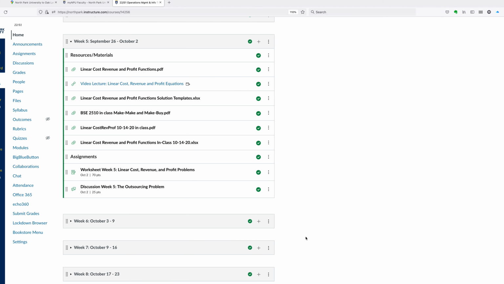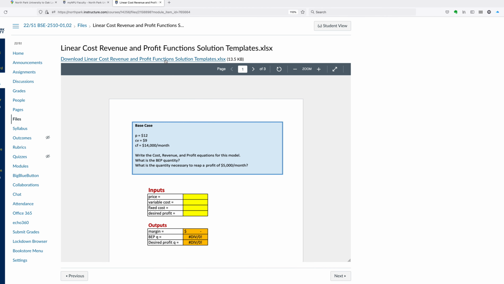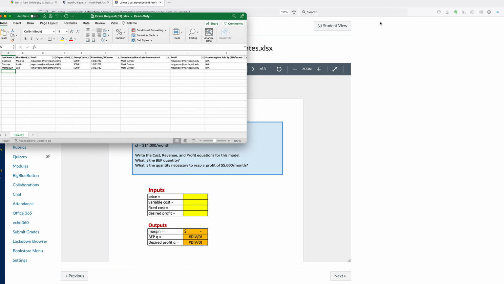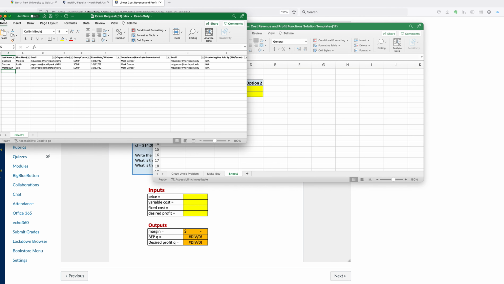I want to talk a little bit about our linear cost, revenue, and profit functions. If you go to week 5, here are the templates that I used in class, things I put together to help you. If I download it and open it, it comes out in Excel.